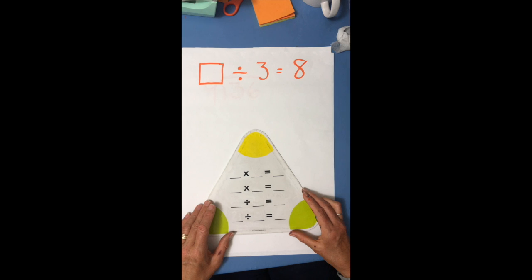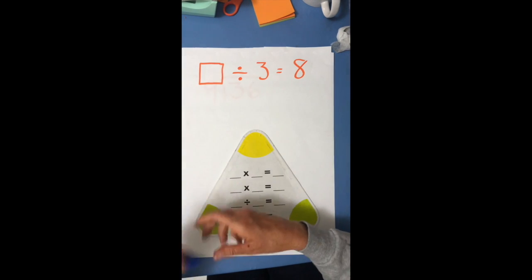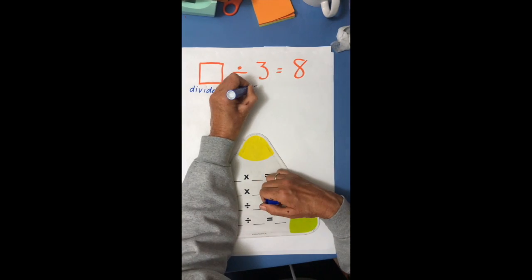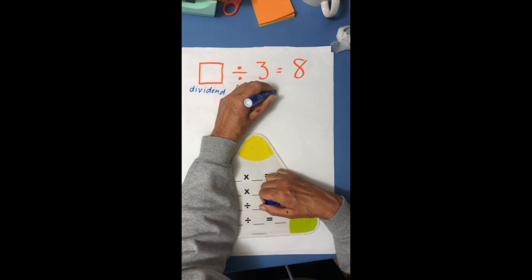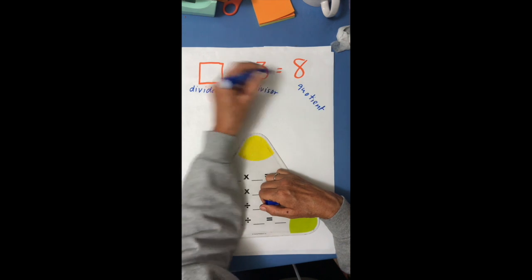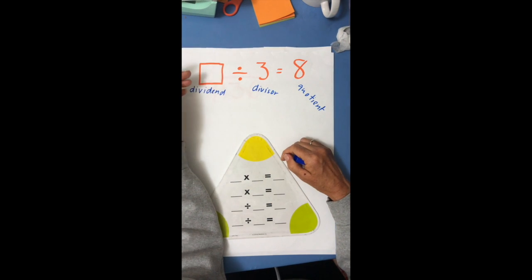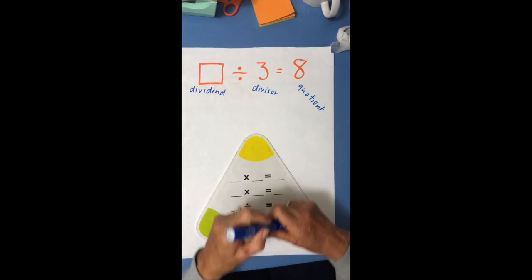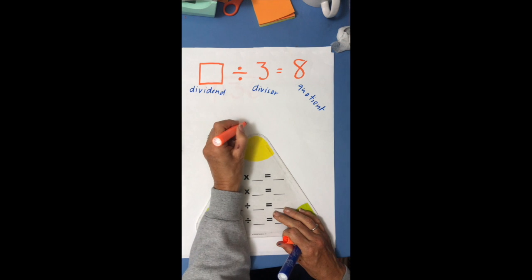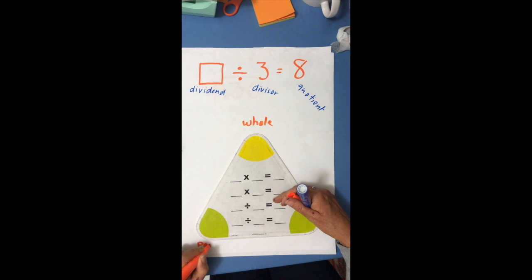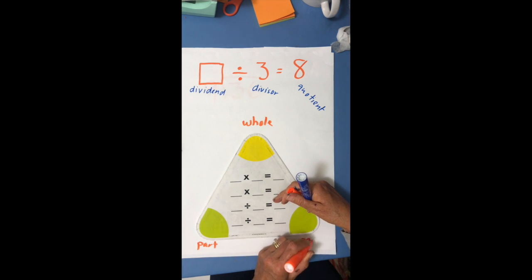All right, so this time, we sing our song just to learn the vocabulary. Dividend, divisor, quotient. So it looks like I'm missing the dividend this time. Well, I know in division, the biggest number always comes first. So I know this is my whole, this is a part, and this is a part.